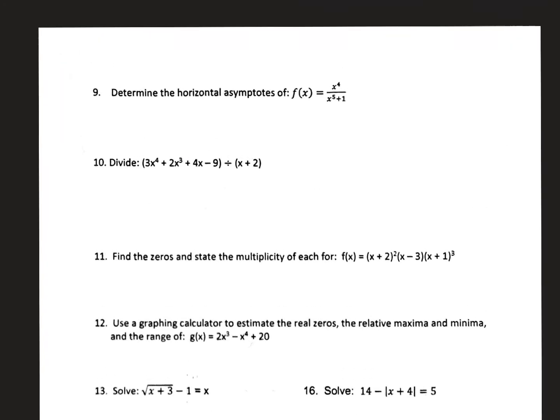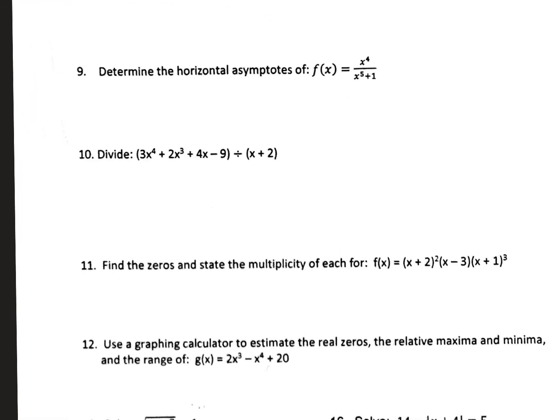Number 9, horizontal asymptote. Remember, horizontal's got 3 rules. Make sure you know them. The first rule is if the top degree is bigger, there are none. If the degrees are the same, it's leading over leading. If the degree on the bottom is bigger, it's y equals 0. In this case, the degree on the bottom is 5, degree on top is 4, it's y equals 0.